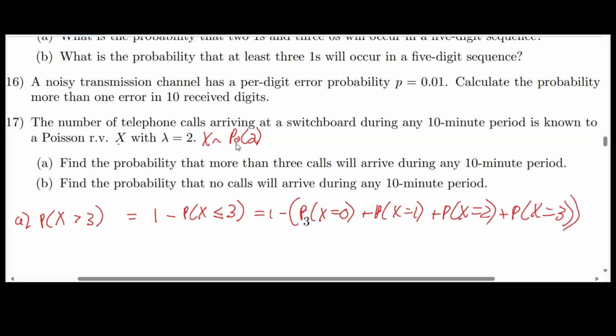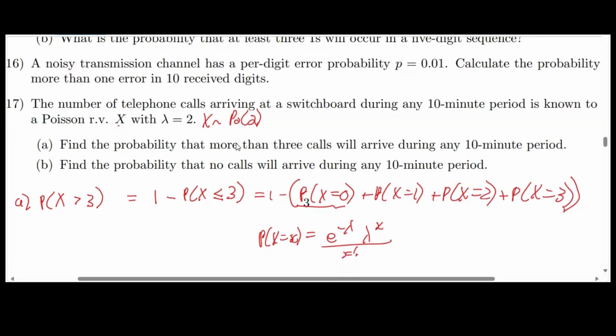So what you have to do now is use a calculator, and I'll show you how to find this using the equation. Remember, the probability X is equal to x is e to the minus lambda, which you know already, by lambda to the x, which you know already. X in this case will be 0, 1, 2, and 3, divided by x factorial. So you rinse and repeat this equation for 0, 1, 2, and 3. You add up all of them, and then 1 minus that will give you this piece here. That is how I would approach that question.